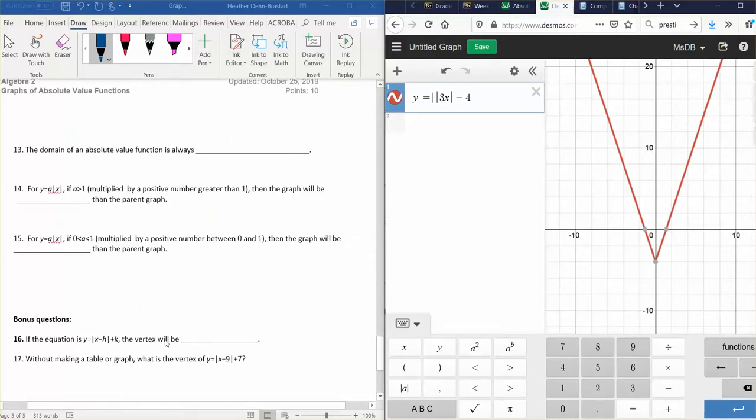And then there's some bonus questions about vertex form of the absolute value function. See if you can figure out from an equation what the vertex will be. So here's an example with h and k in there, which are letters that you would use in your vertex, and here's an example with numbers. And you can play around with this a little bit and see if you can figure out what the vertex is from an equation.